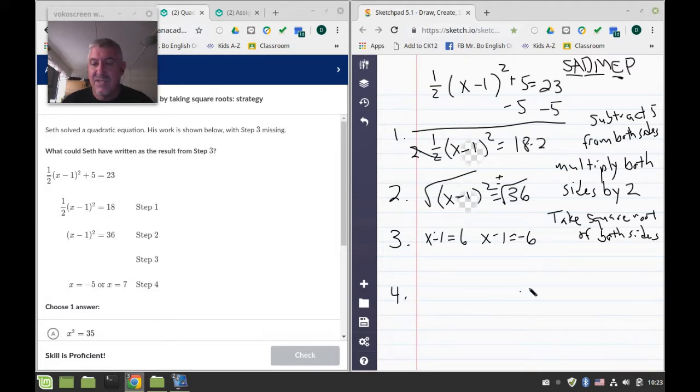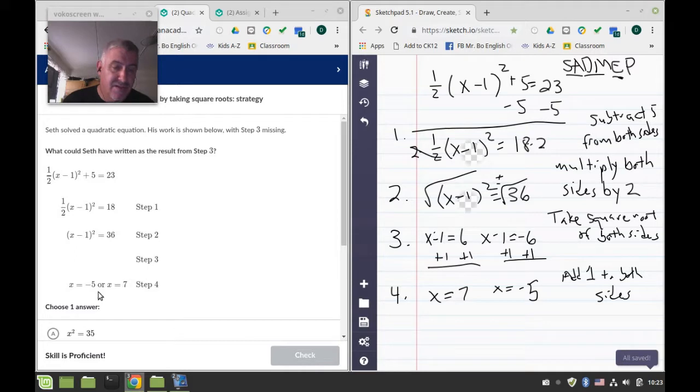Then our step 4 will end up being add 1 to both sides. So we'll add 1, and we'll have x is equal to 7 or x is equal to negative 5. So that's our step 4 down there.